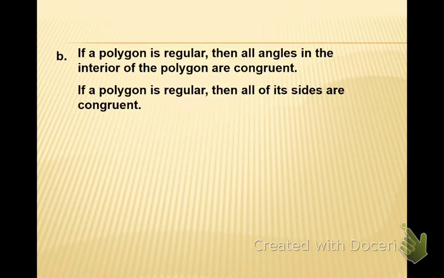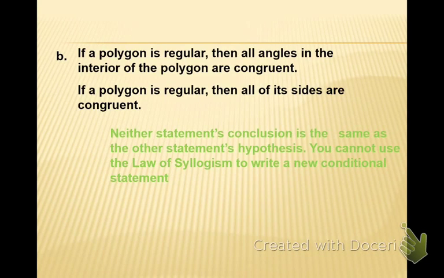If we were going to use law of syllogism, this would have to become your second if: if all the angles in the interior of the polygon are congruent, then something else. Right? It didn't make the chain. It repeated this one in the same position. So we could not do law of syllogism there. None of the conclusions are the same as the other statement's hypothesis, so you can't use the law of syllogism.